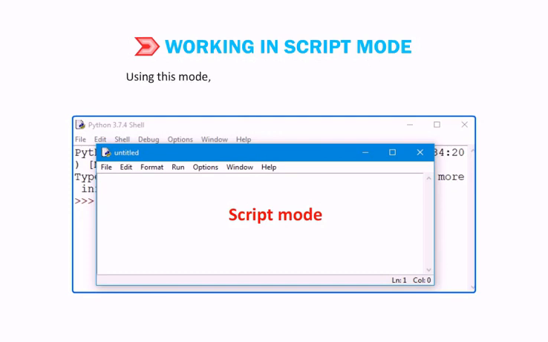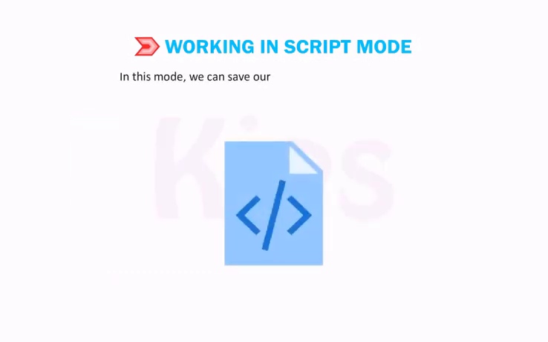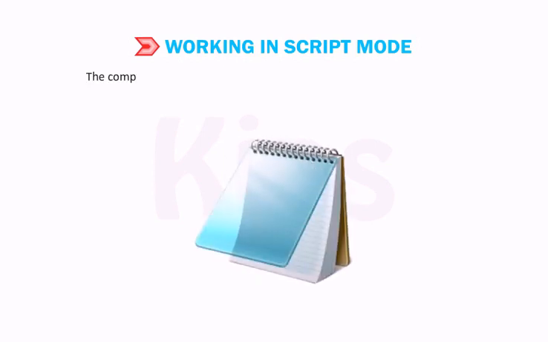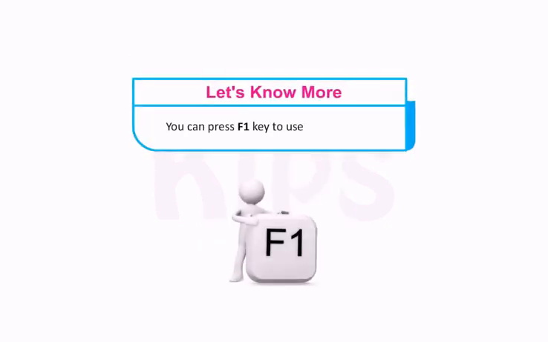Using this mode, we can create and edit Python programs. In this mode, we can save our file so that it can be used later. The complete script is written in an editor, such as Notepad in Windows. Students, you can press the F1 key to use Python help.